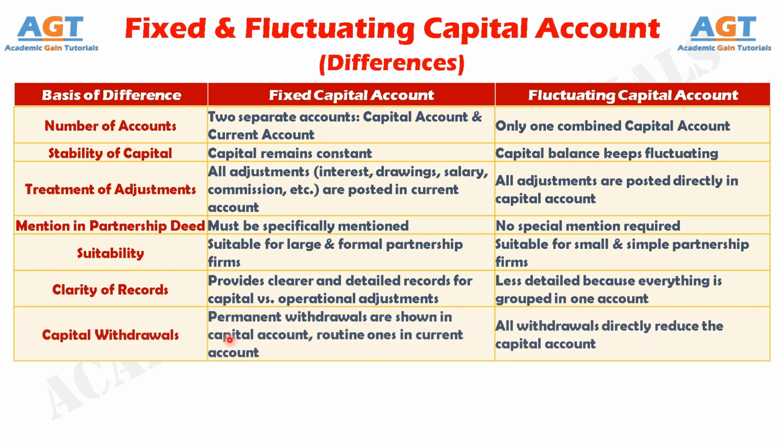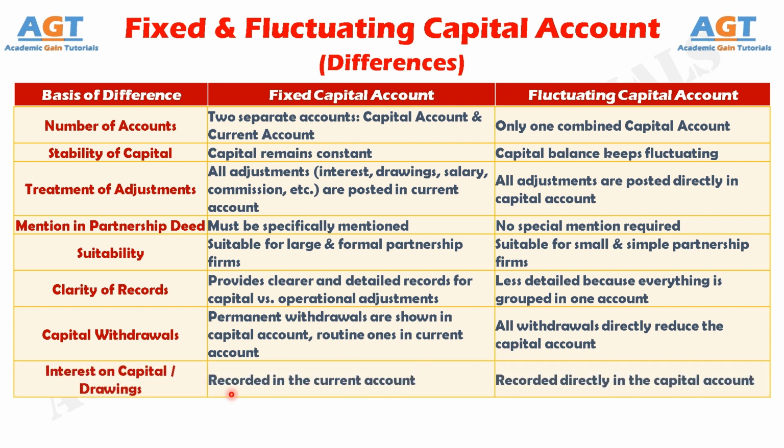Number 7. In the fixed capital method, permanent withdrawals are shown in the capital account and routine withdrawals in the current account, whereas in the fluctuating method, all withdrawals reduce the capital account directly. Number 8. Interest on capital and interest on drawings are recorded in the current account under the fixed method, whereas they are recorded directly in the capital account under the fluctuating method.